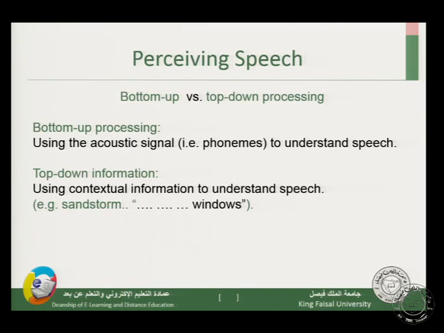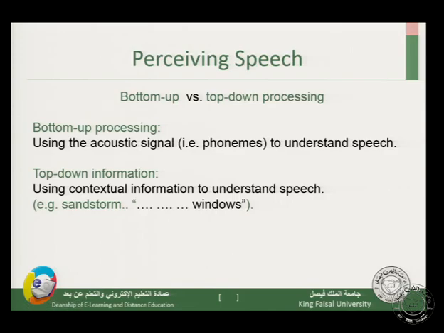So we have bottom-up processing. What do we mean by bottom-up processing? It is the use of the acoustic signal, which is phonemes. So as the speaker is speaking, you are listening to the phonemes in order to understand speech. This is clear. This is self-explanatory. There's no need to explain this more, because as you are speaking to someone, you are listening to what he is saying. You are listening to the sound in order to understand. This is called bottom-up processing. Okay.